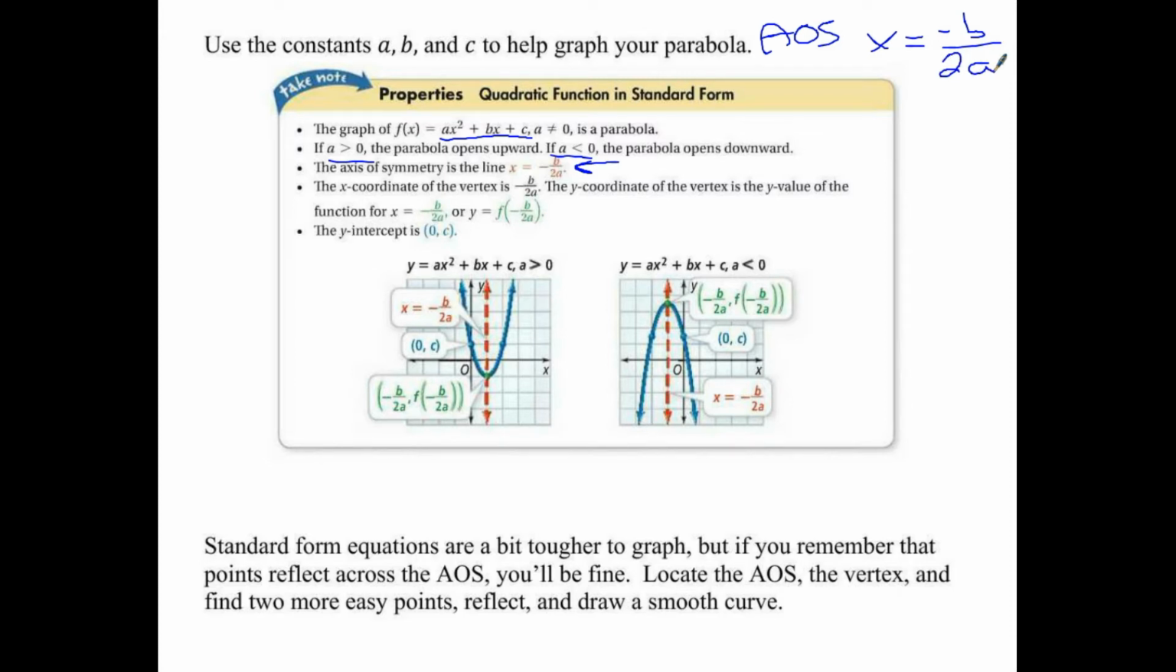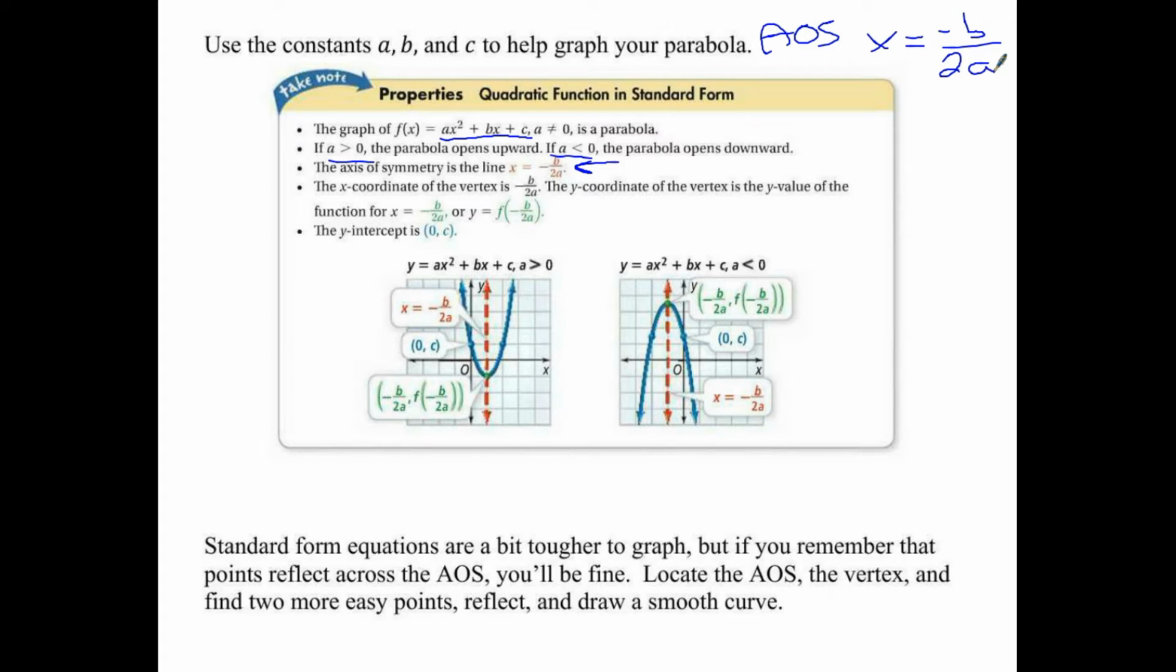This is just from Algebra 1, and basically this whole section is a review of Algebra 1 with the exception of like one thing, I think. So you just have to remember that x equals negative b over 2a and you're good to go. Okay? We plug in the b, we plug in the a, we simplify it down, and we have our axis of symmetry.